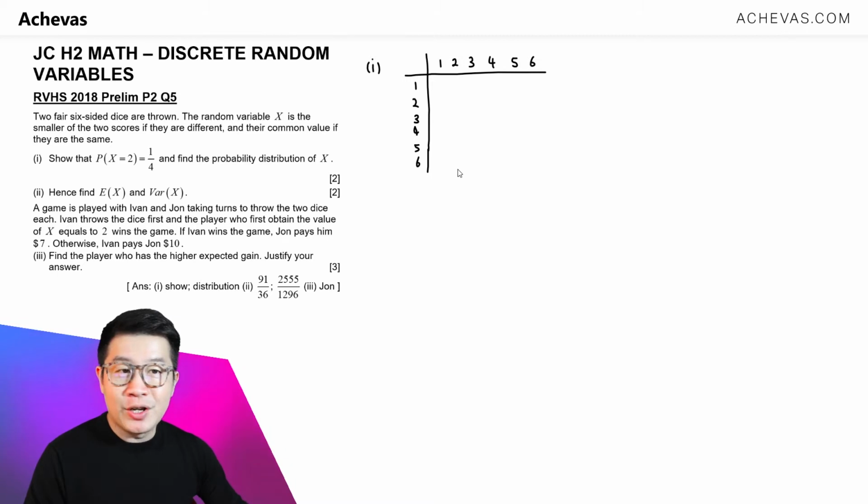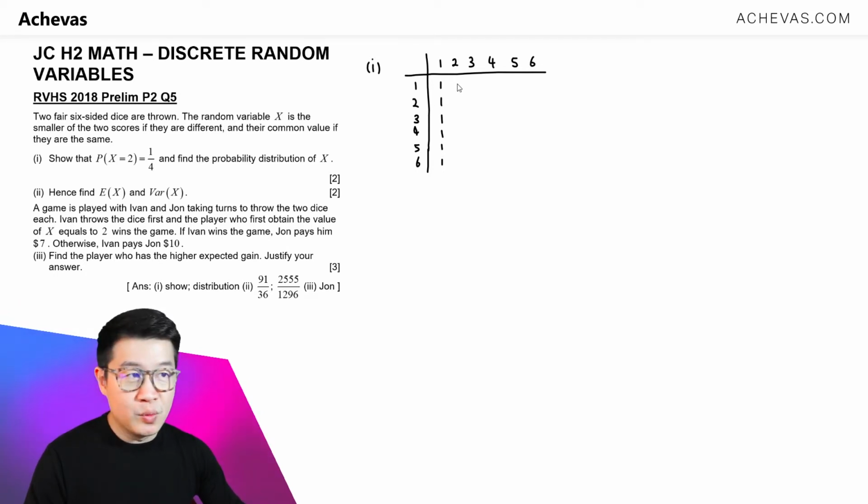second throw. And according to the question, x is going to be the smaller of the two scores if they were to be different, and it is going to be the common value if they were to be the same. So for example, this is a common value, so it's going to be the same, 1. These are two scores. We will take the smaller of the two, so it's going to be 1. The same for this, it is going to be 1, 1, 1, 1.